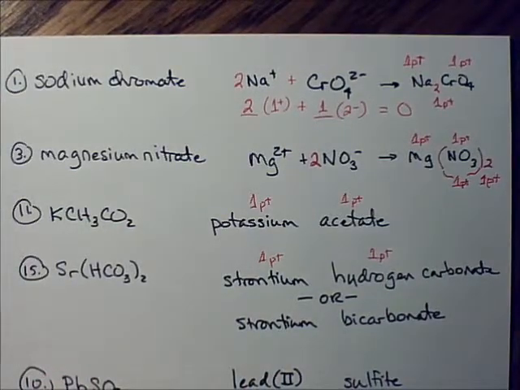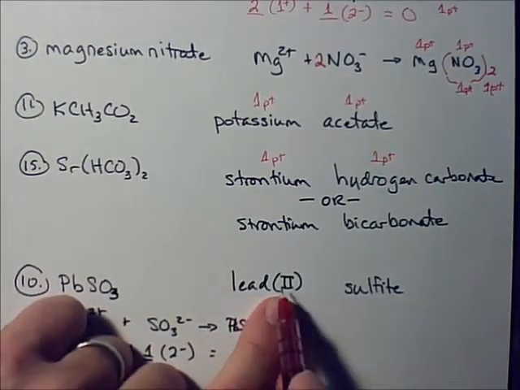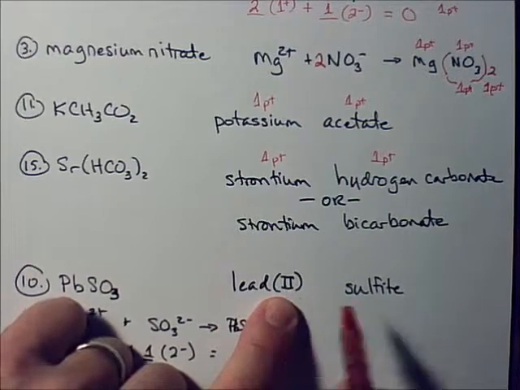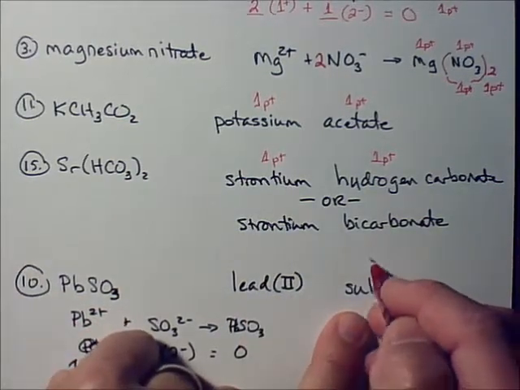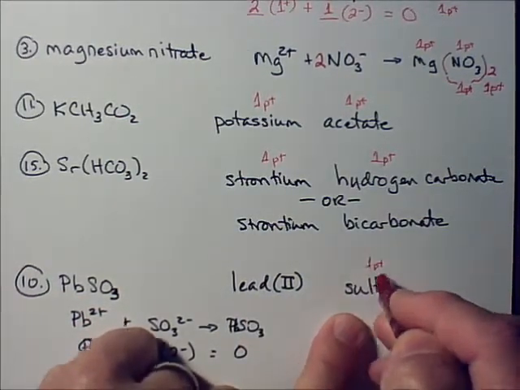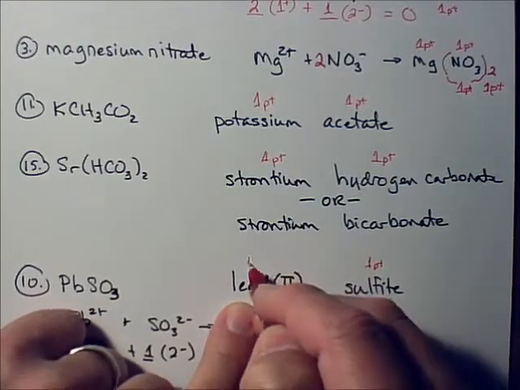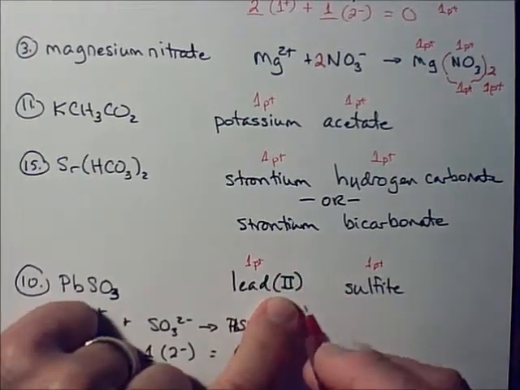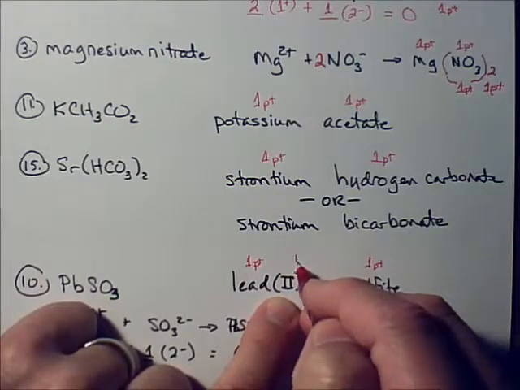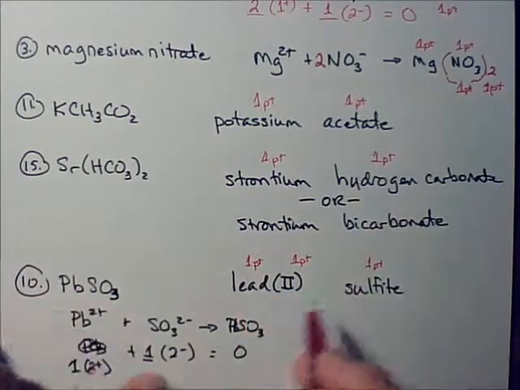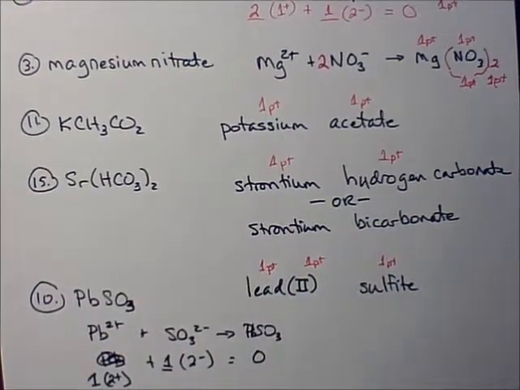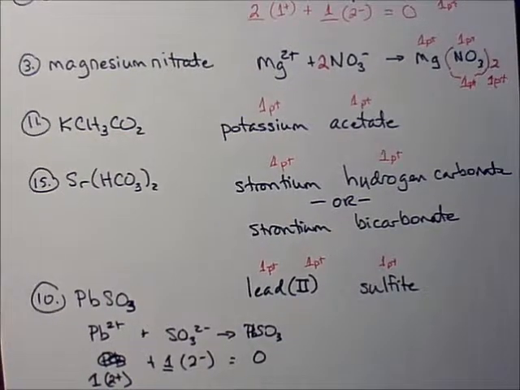Okay? The reason I did one from the back side is because we added something extra here. You looked up sulfite, so that's worth a point. You looked up lead, that's worth a point. But you had to figure out that Roman numeral, so that's also worth a point. So this problem here is worth 3 points. Does everybody understand how we're going to grade this? Okay.